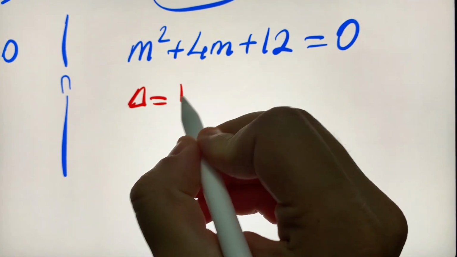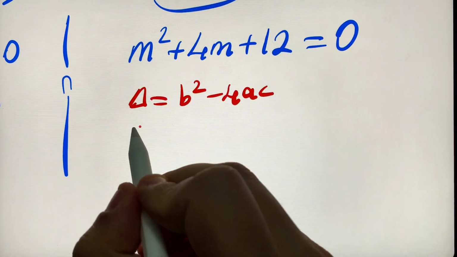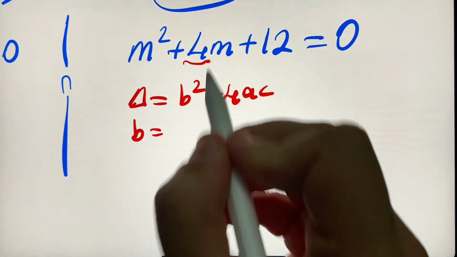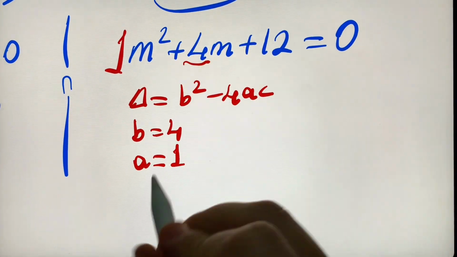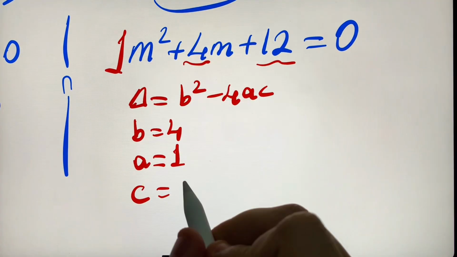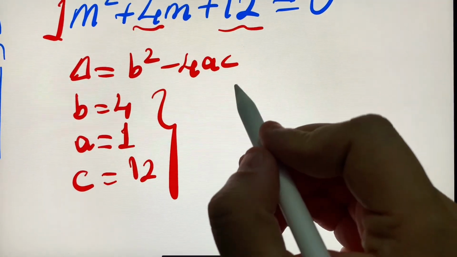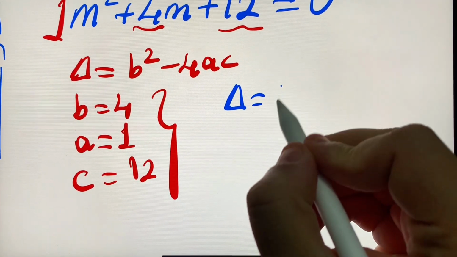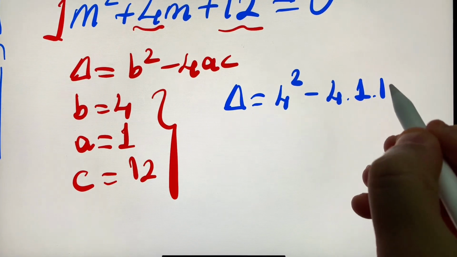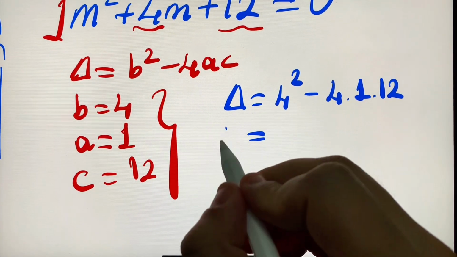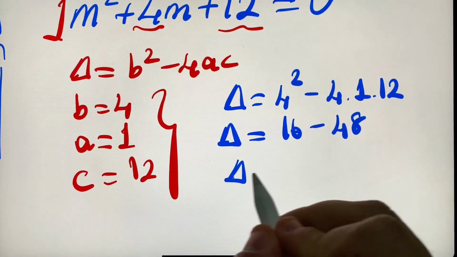What is delta equal to? We find b squared minus 4 times ac. What is the expression we call b here, friends? These 4. What is the expression we call a, the number in front of m squared? 1. The expression we call c is the part here, that is 12. Using them, let's try to calculate delta. What happens in this case? 4 squared minus 4 times 1 times 12 is equal to 16 minus 48. Delta is equal to minus 32.